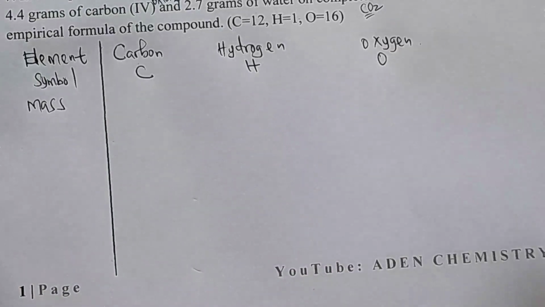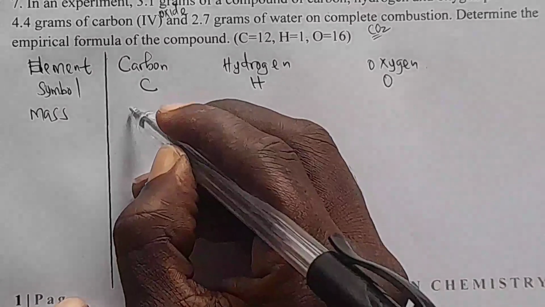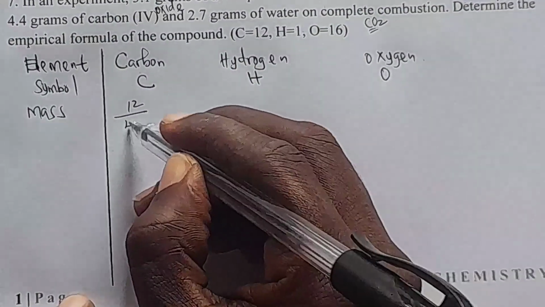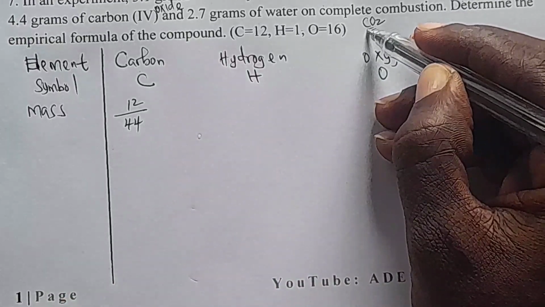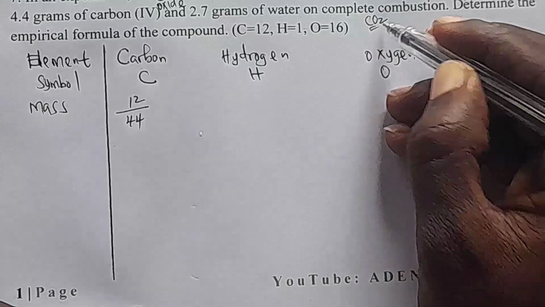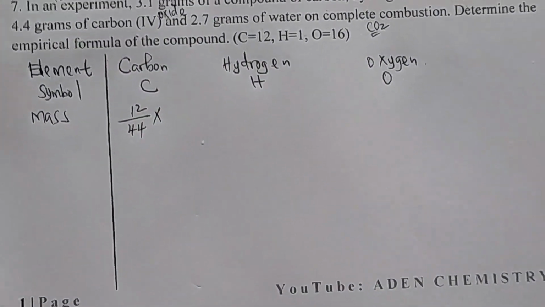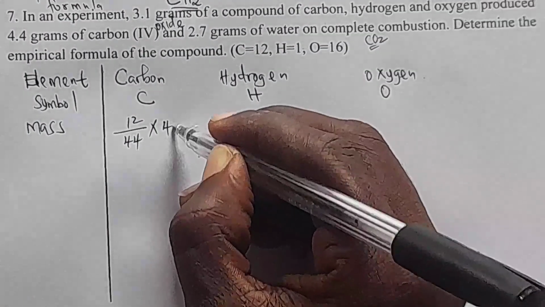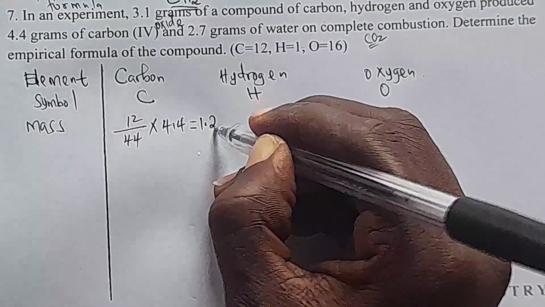I was saying carbon dioxide is written CO2. So I have 1 carbon. The relative atomic mass of carbon is 12, divided by the relative formula mass of carbon dioxide, which is 44. That is carbon 12 plus 32 for oxygen. Those are 44, times 4.4 grams, because I'm told 4.4 grams of carbon dioxide. So here I'm going to get 1.2 grams of carbon.